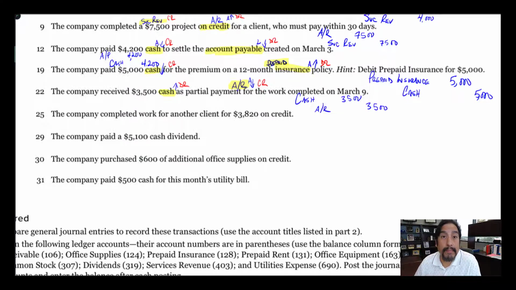They haven't completely paid what they owe us. They still owe us what? $7,500 minus $3,500. They still owe us $4,000. But we have reduced the balance in the accounts receivable account from $7,500 down to $4,000 with this $3,500 credit.